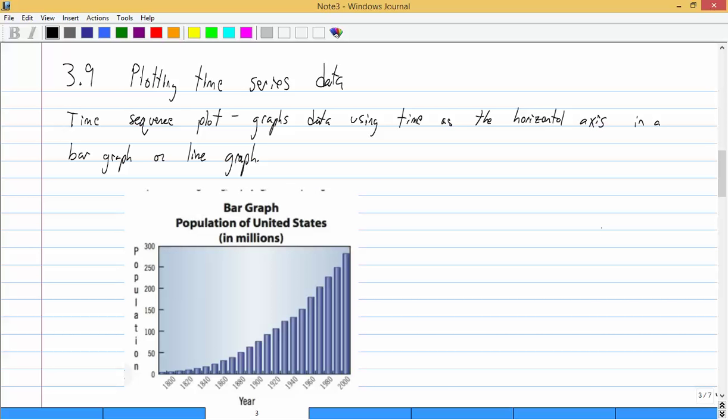All right, so here's the bar graph. You see time is on the horizontal axis. Now, pretty common, pretty easy to read. That's just a time sequence plot. That's what that's called. It's just a bar graph with time as the x-axis, or the horizontal axis. So, not trying to make this complicated. I'm just telling you, it's just called something different, and it's something you've probably seen.